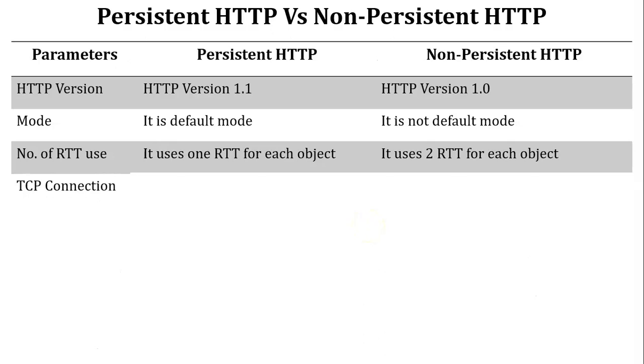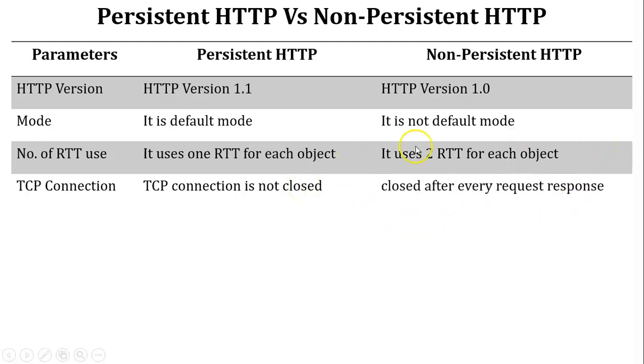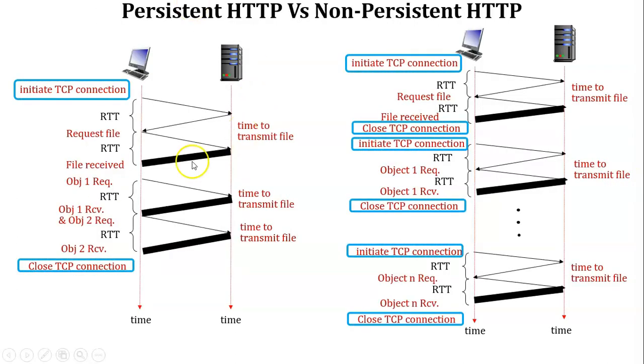The next parameter is TCP connection. In persistent HTTP, the TCP connection is not closed. It means the TCP connection stays open until all the requested files are received. In non-persistent HTTP, the TCP connection is closed after every request and response. Let us see the diagram to understand the TCP connection. In the persistent HTTP diagram, the TCP connection is initiated and then all the requested files are received at the client side. Then the TCP connection is closed. In the non-persistent HTTP diagram, the TCP connection is closed after every request and response.